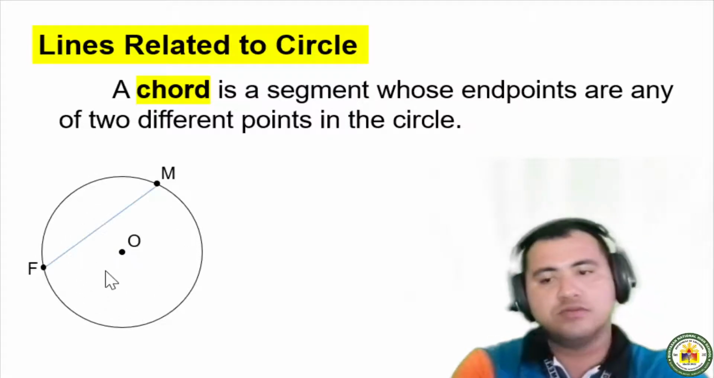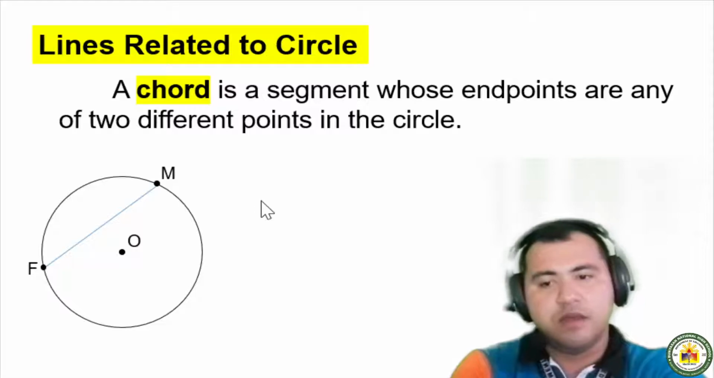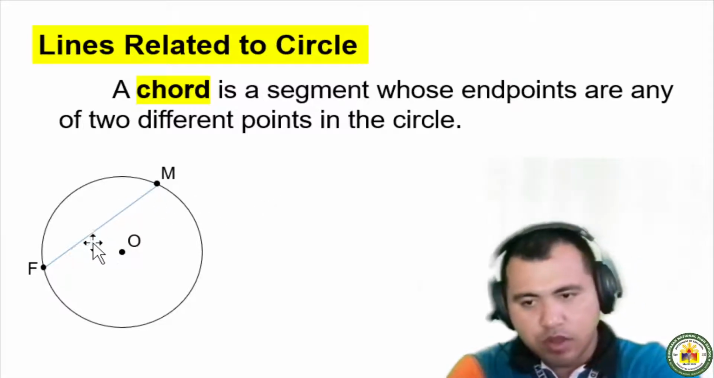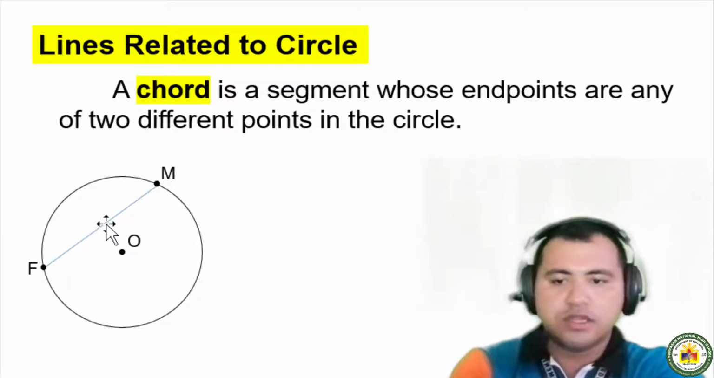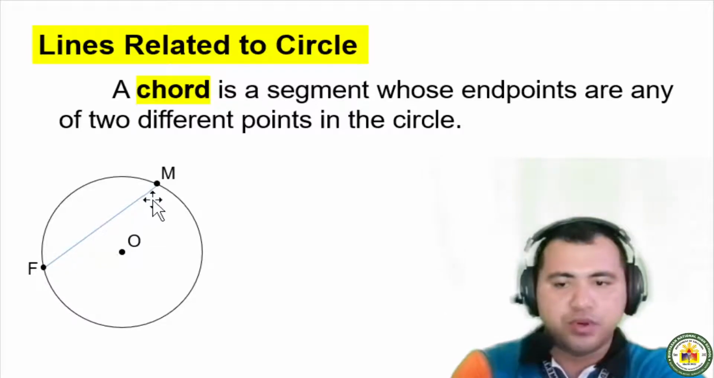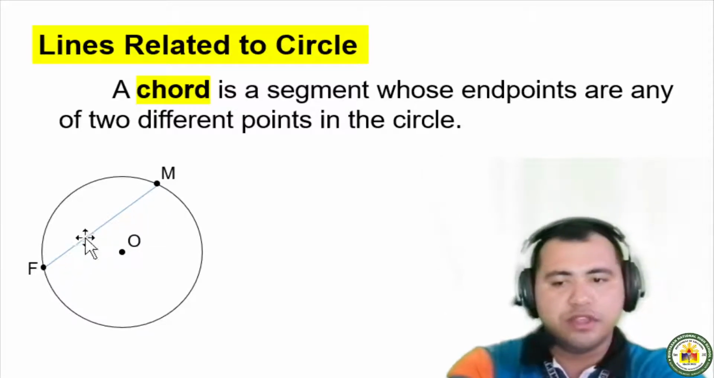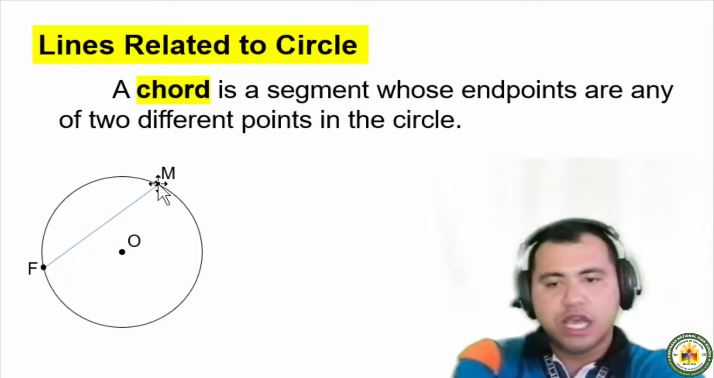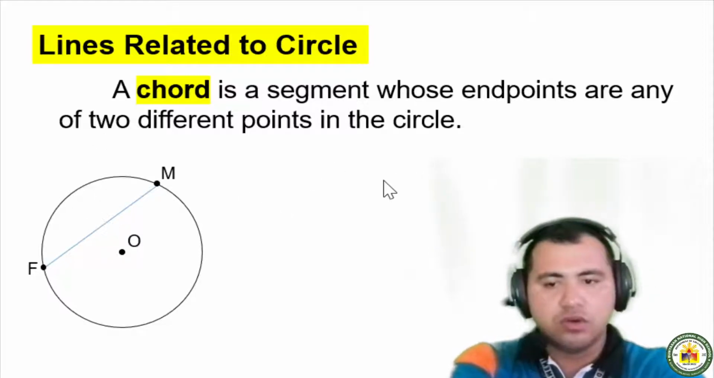So for example, that one, we have segment FM. Segment FM has endpoints that intersect the circle at point M and point F, or point F and point M. So thus, the endpoints of that segment are point F and point M. That illustrates our chord.